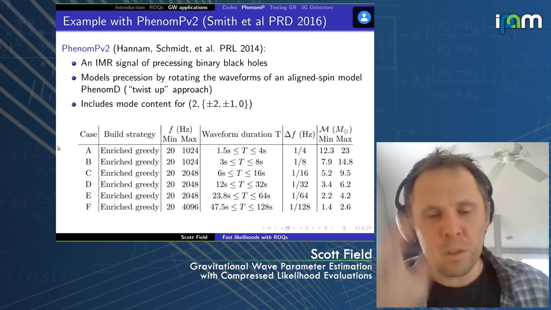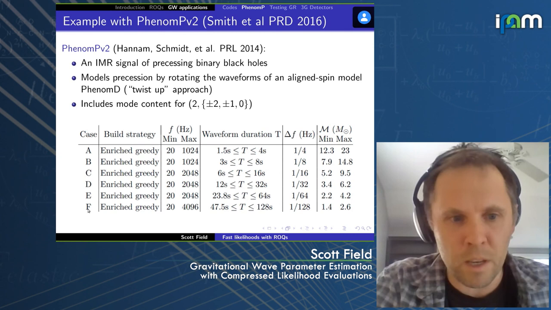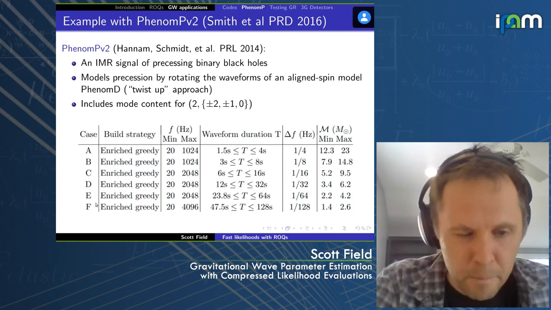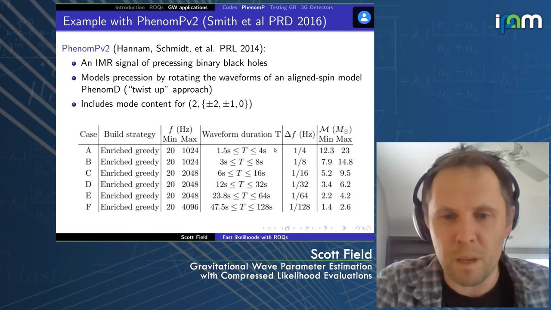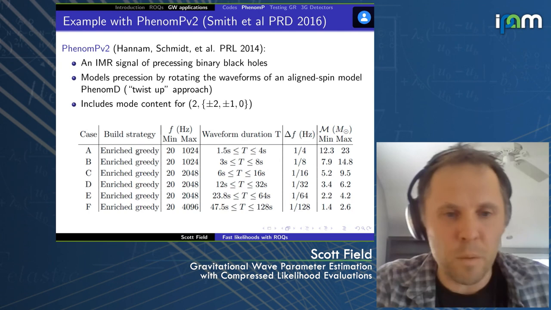So for example, neutron stars, which would be down here for this case F, are much longer and need to be sampled much more densely than, for example, case A, which would be kind of a black hole case where the waveform duration is maybe only a couple of seconds and you can get away with a smaller effective delta F. So we built ROQs in different bands.